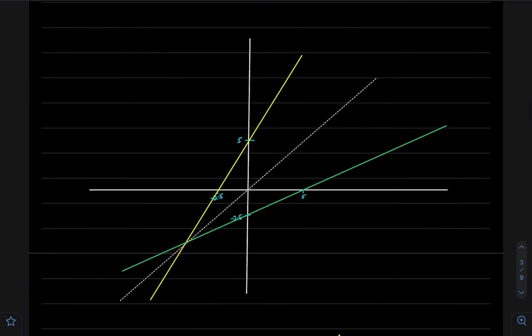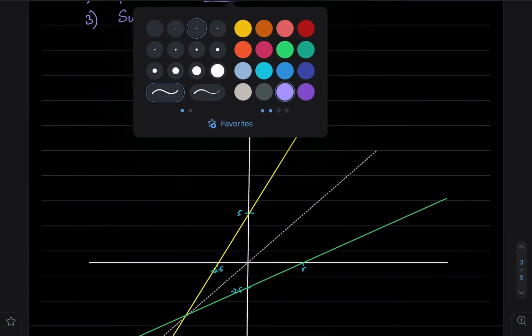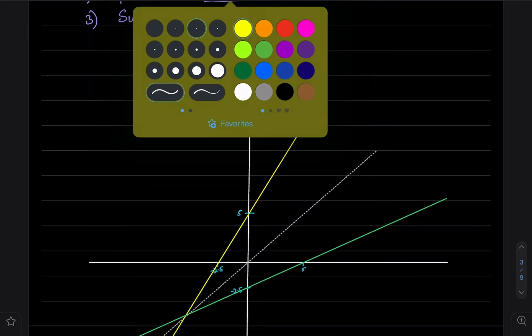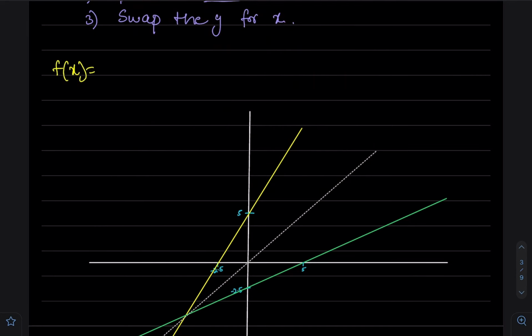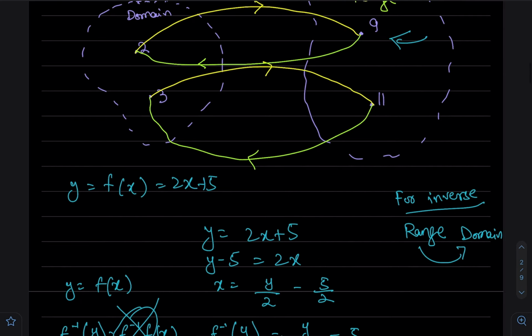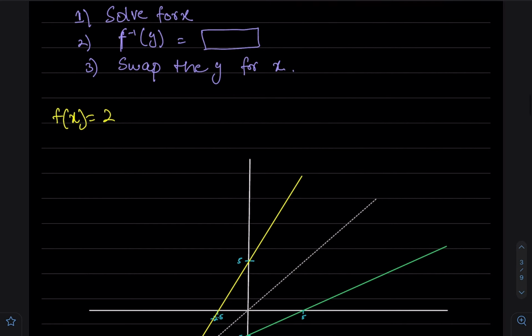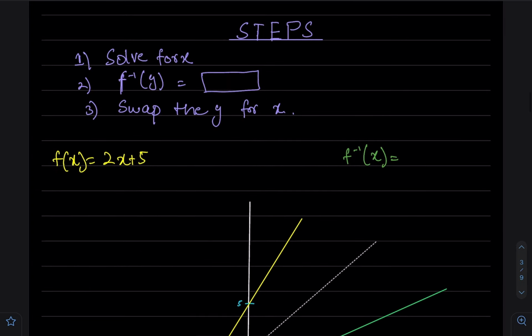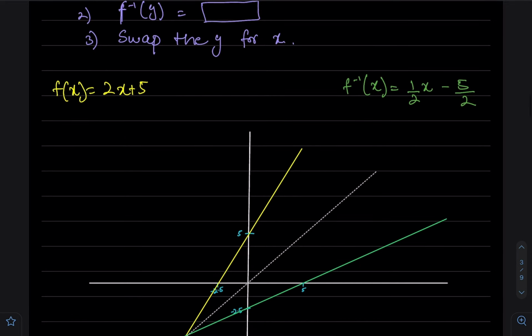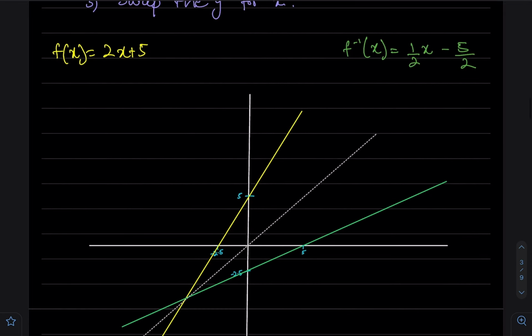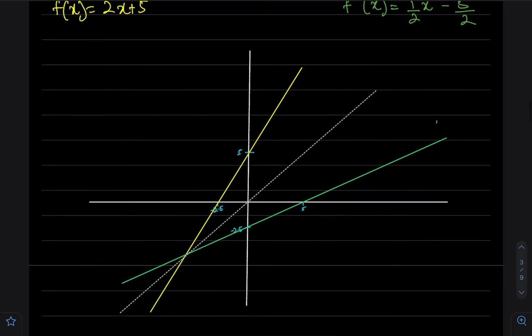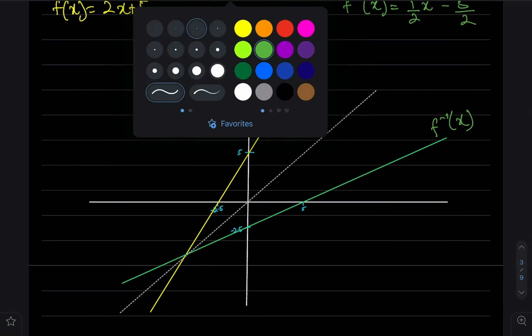We've got a function which is f of x equals the function that we took. What was the function that we took here? It was 2x plus 5. So we've taken this function and we've taken the inverse of this function, which is x over 2 minus 5 over 2.